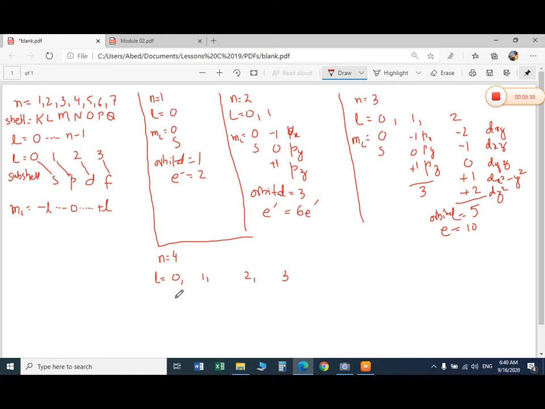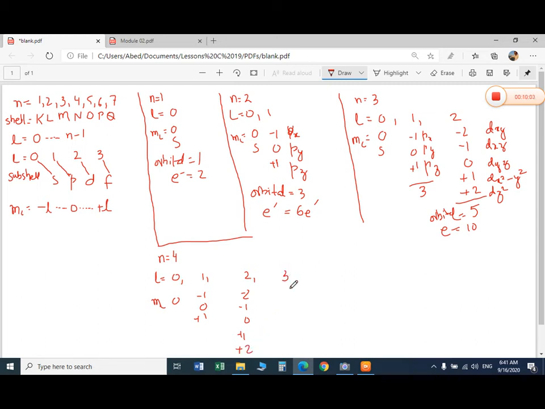Now come here to this one. If L is equal to 0, then similarly ML will also be equal to 0, and this will be minus 1, 0 and plus 1. This will be equal to minus 2, minus 1, 0, plus 1 and plus 2. This is the new thing here.